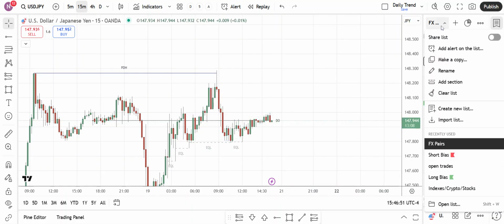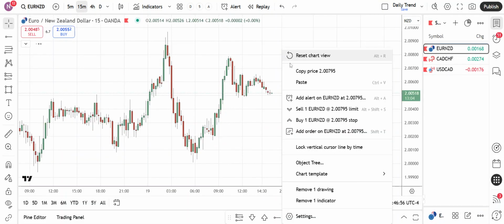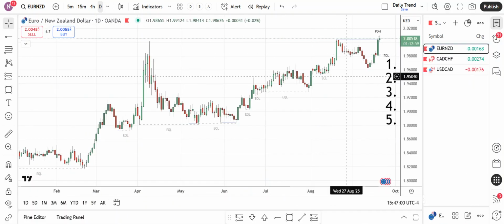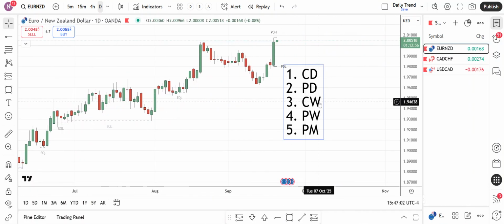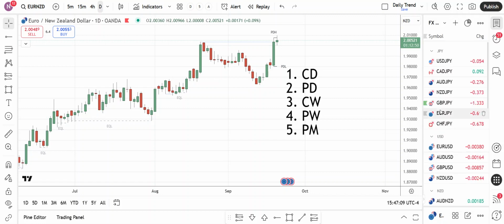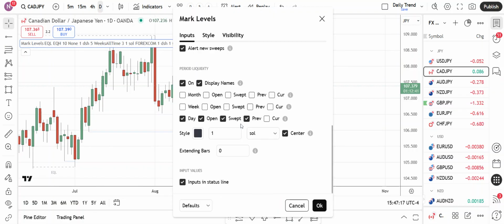So let's see. We'll go back to Euro New Zealand for our next one. So our next one is going to be the current week. So how do we frame that? Let's go to a new pair. I'm just going to go to CAD Yen just for the heck of it. And then what you do is you go to your mark levels. You click week. You don't even need the day. And I'll check all of that.